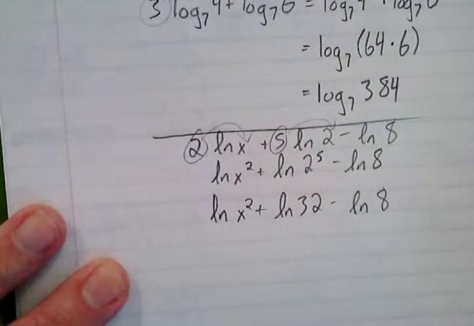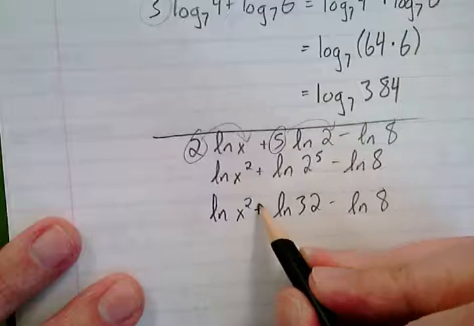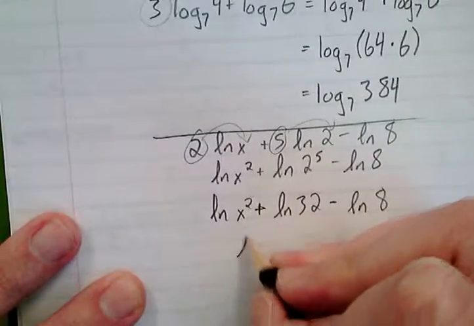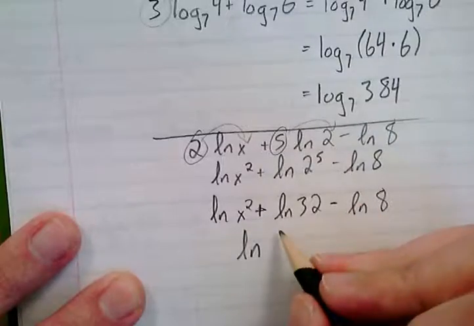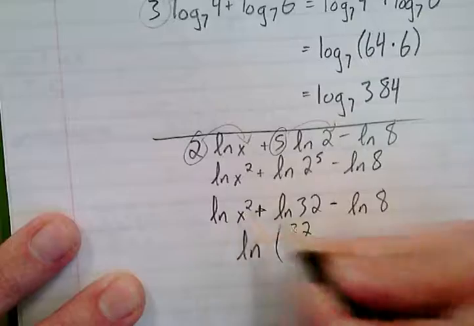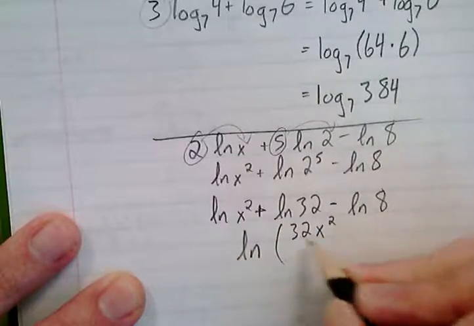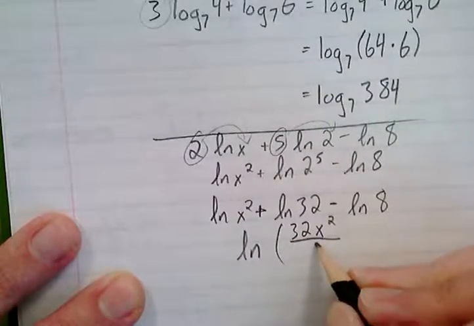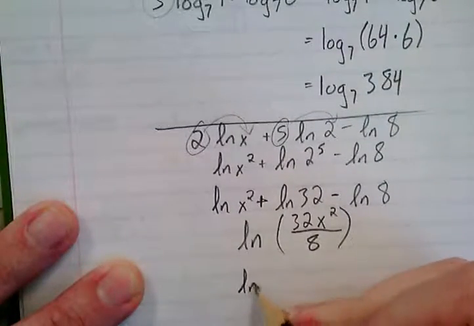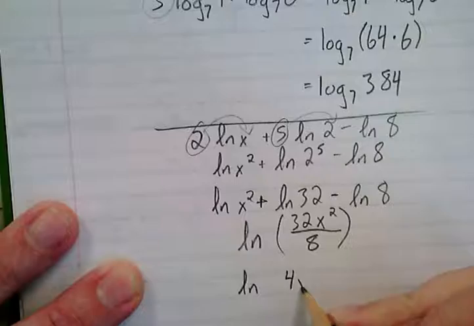Now I'm going to use a combination of the product property, that's adding, and the quotient property, that's subtracting, to write this as the natural log of, I'm going to put the 32 in front. I don't care if you put the x squared in front, but those both need to be in the numerator. The 8 needs to be in the denominator. We can simplify this to become the natural log of 4x squared.